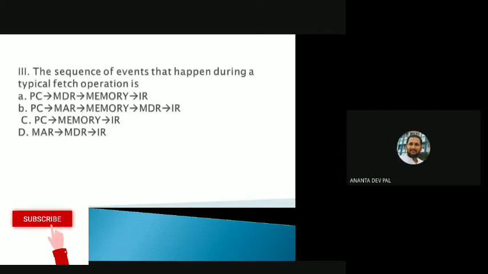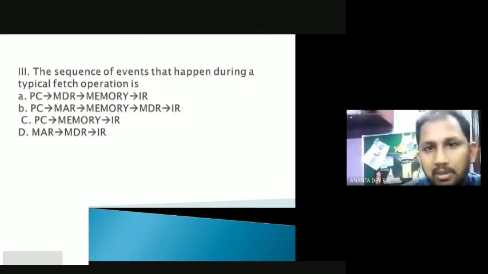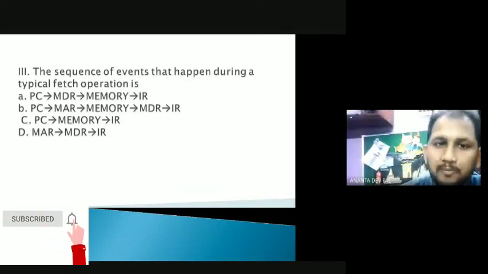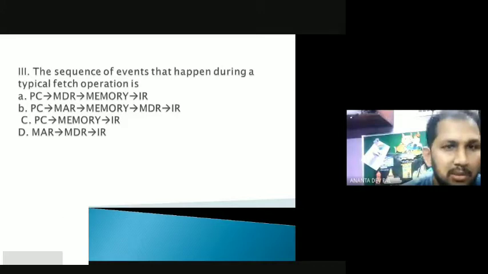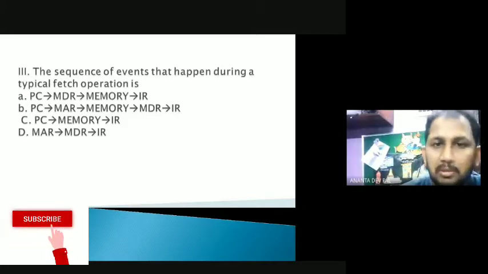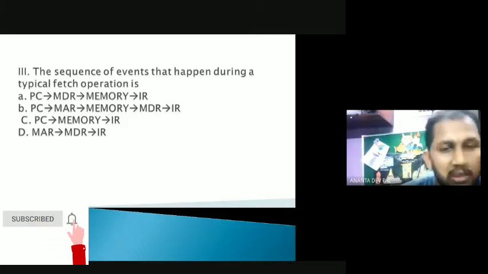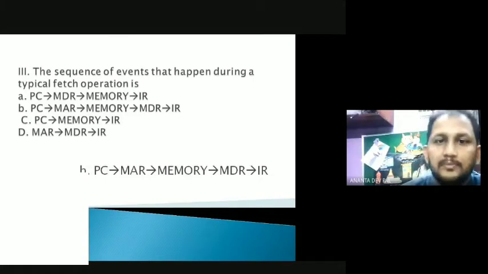The sequence of events that happens during a typical fetch operation is: PC, MDR, memory, IR; PC, MAR, memory, MDR, IR; PC, memory, IR; MAR, MDR, IR. Definitely PC, the program counter, then memory address register, then memory data register, and then instruction register. B is the correct answer.